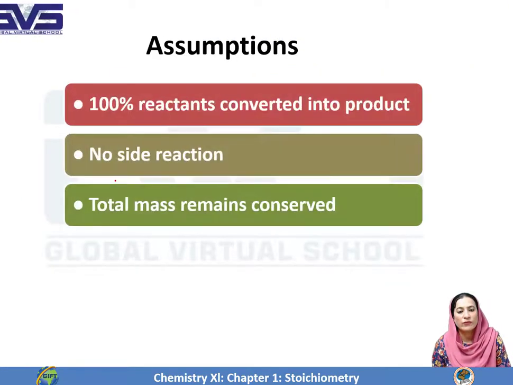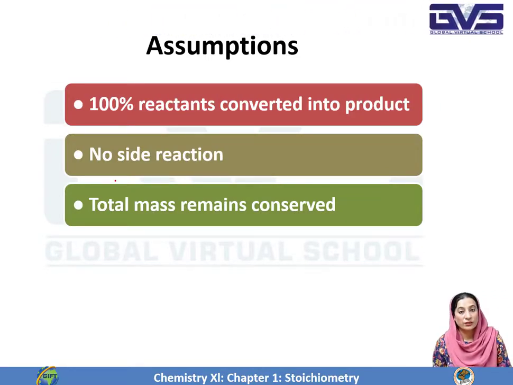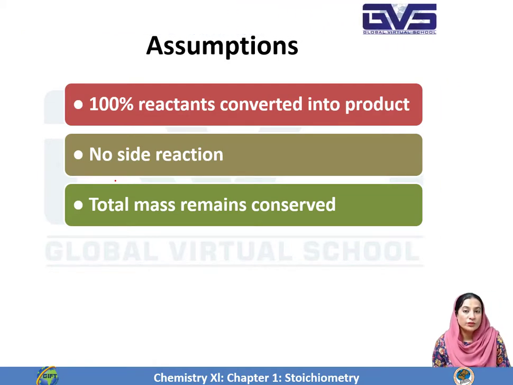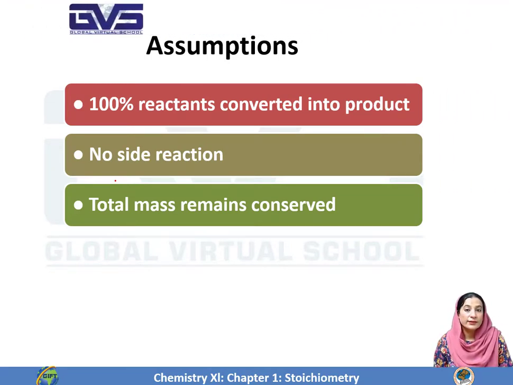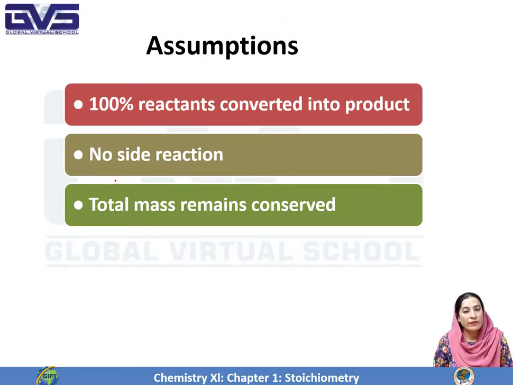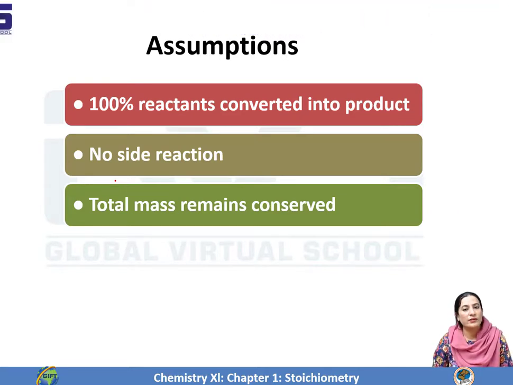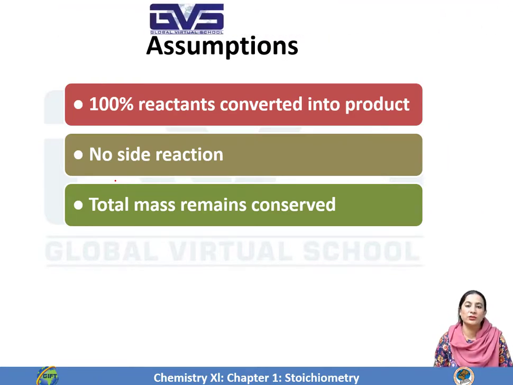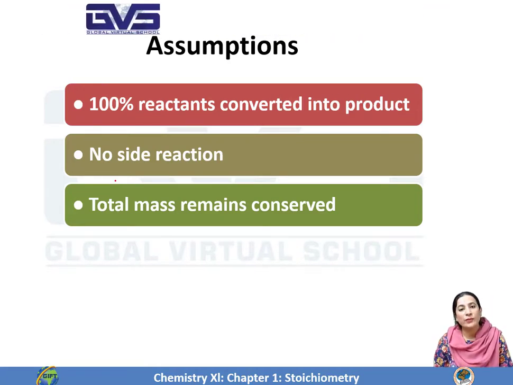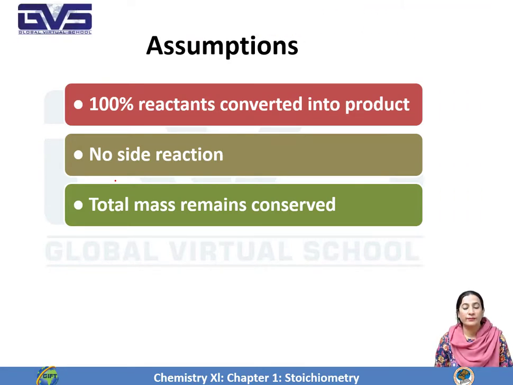Students, something you have noticed while doing these stoichiometric calculations is that we assume, we consider, that 100% of the reactants are converted into the products. In the examples I have given you, you noticed that all of the reactants, 100%, converted into the product. There is nothing left of the reactant. So in stoichiometry, we assume that 100% of reactants convert into the product.